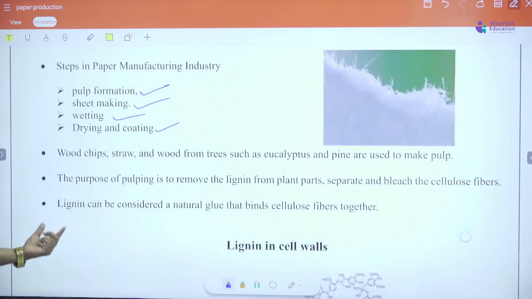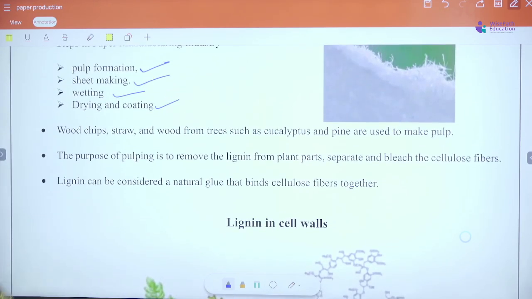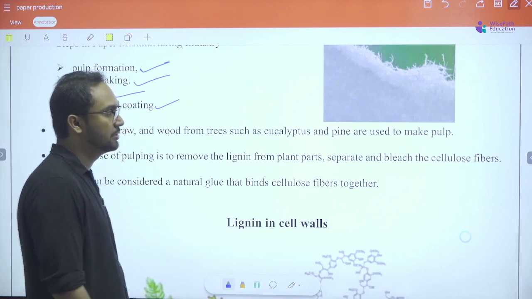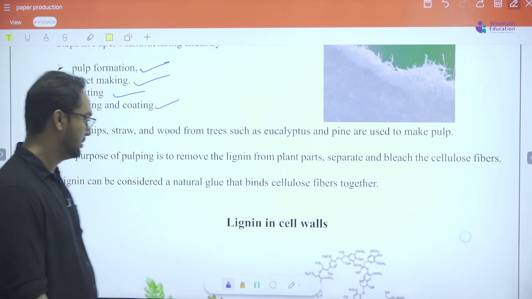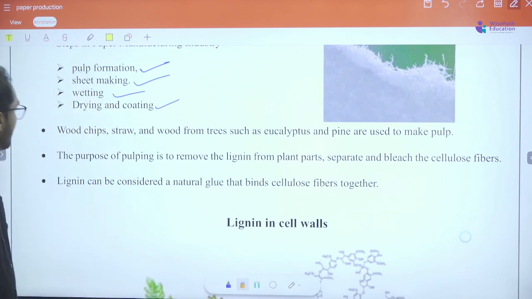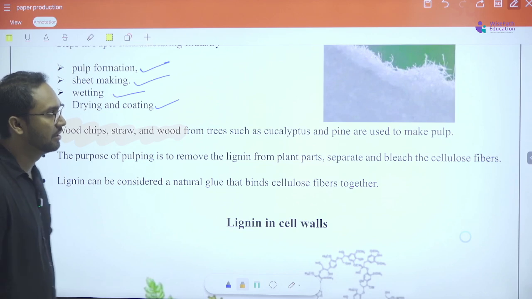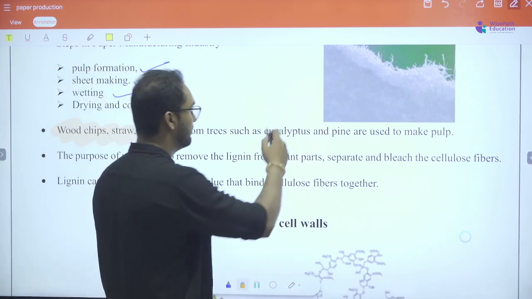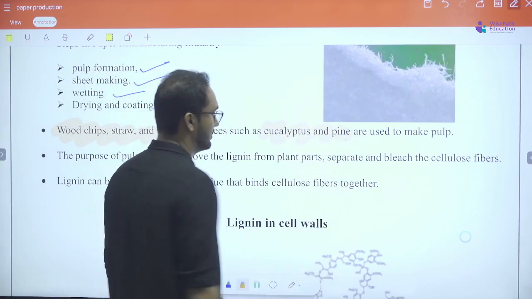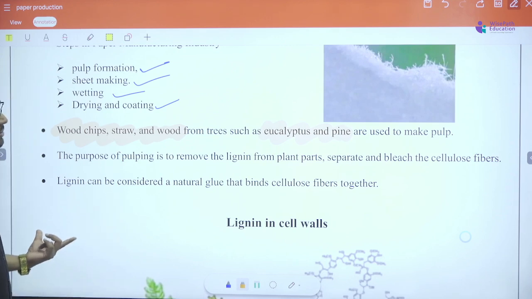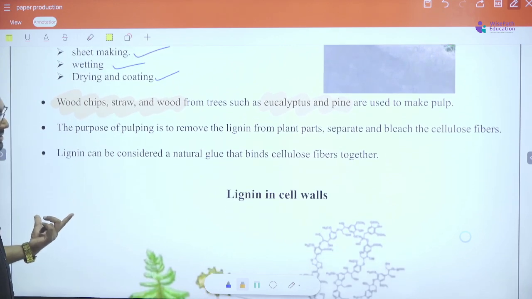Okay, look at the next part. Wood chips, straw and wood from trees such as eucalyptus and pine are used to make the pulp, right? So basically what we are using are wood chips, straw and woody parts from trees like eucalyptus and pine. Those are fast growing plants. Those are the raw materials that we use.